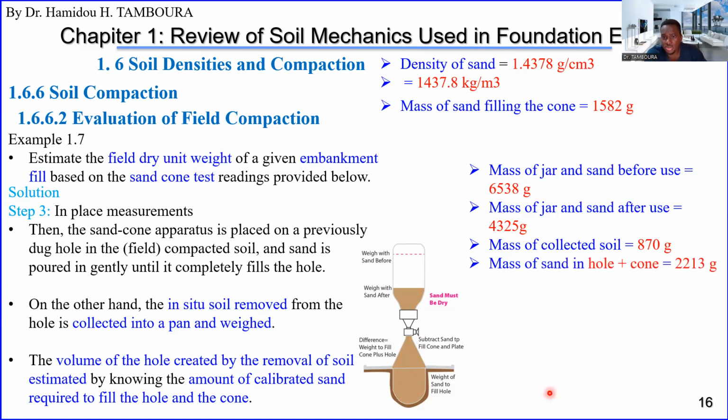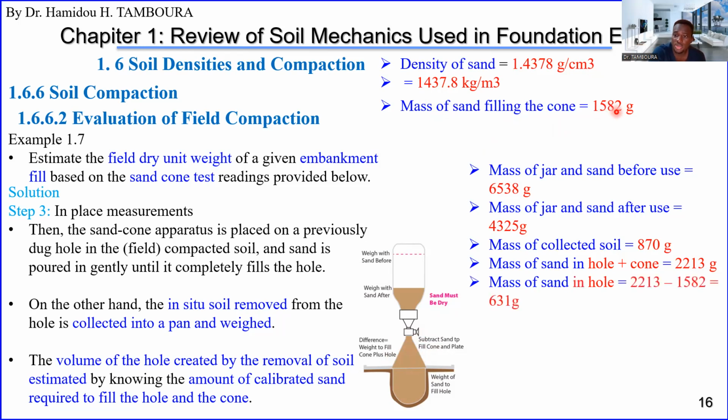Now the mass, okay, this is what we have. The mass of the sand in the hole plus the cone, this one. This is what I was talking about. The mass of this plus the mass of this. You do this one minus this one, and you will obtain 2213.